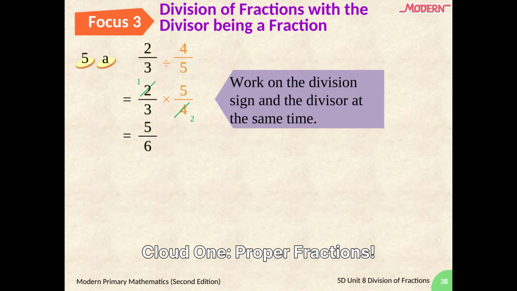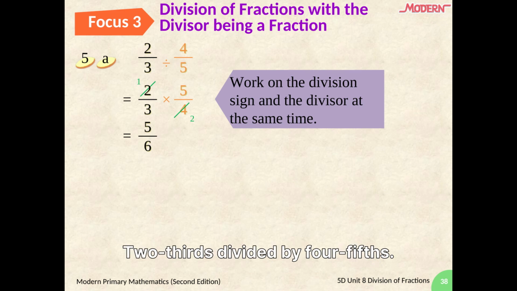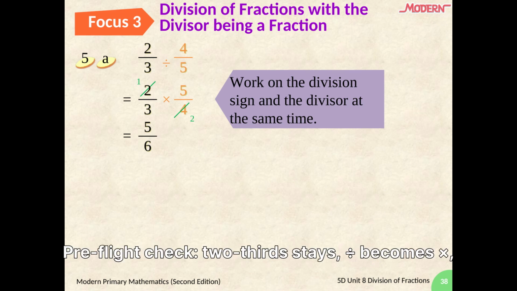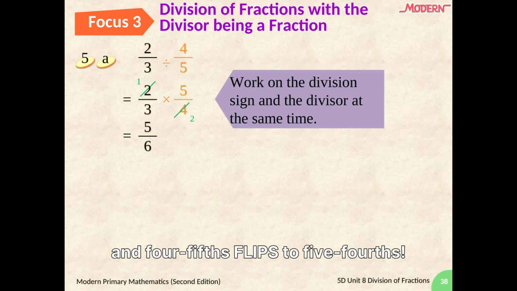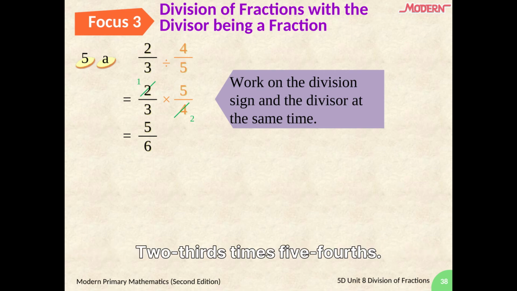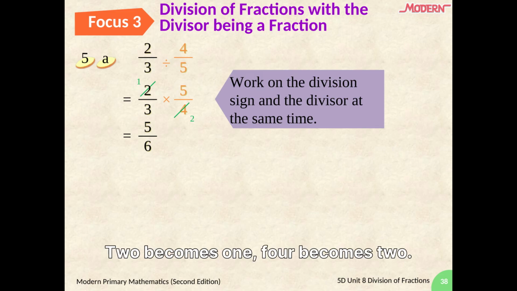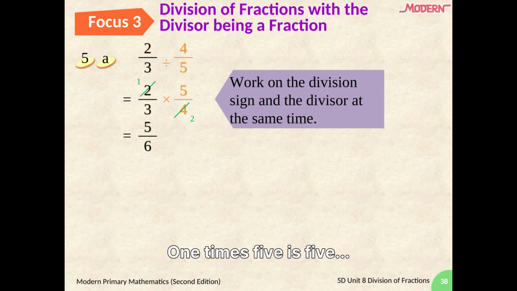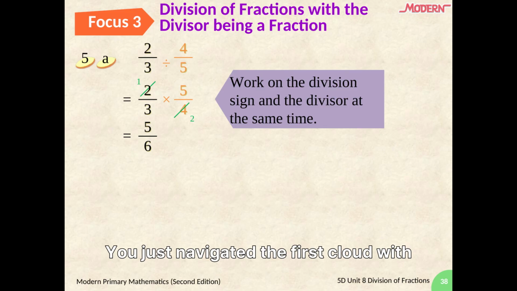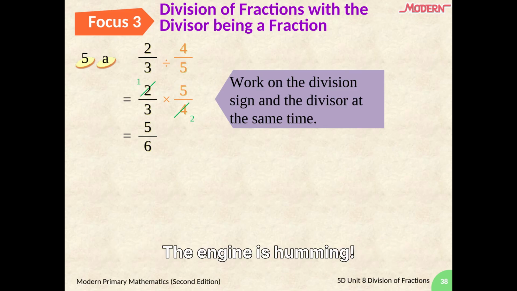Cloud 1, proper fractions. 2/3 divided by 4/5. Pre-flight check. 2/3 stays, ÷ becomes ×, and 4/5 flips to 5/4. 2/3 times 5/4. Look for the snip. The 2 on top and 4 on bottom. Divide both by 2. 2 becomes 1, 4 becomes 2. 1 times 5 is 5. 3 times 2 is 6. Result? 5/6. You just navigated the first cloud with surgical precision. The engine is humming. Cloud 2 is coming up fast.